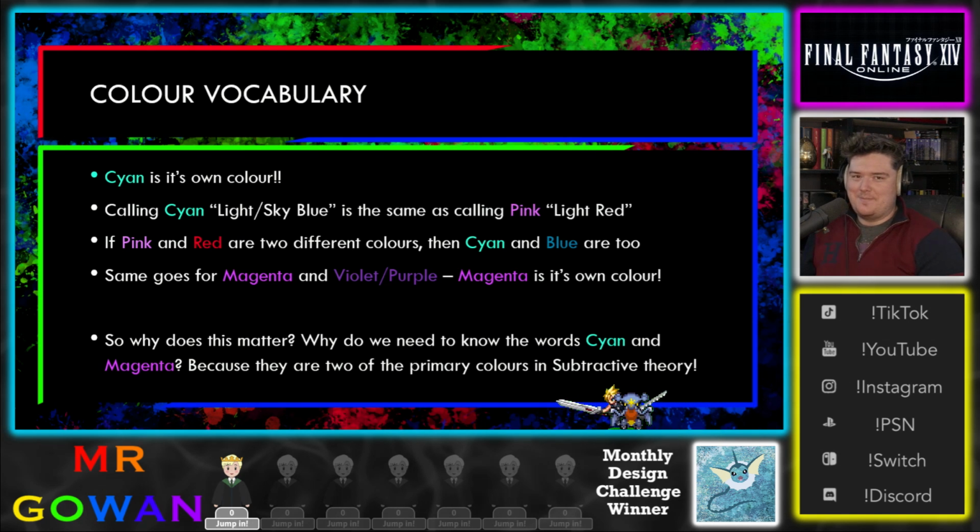So why does this matter? Why do we need to know the words cyan and magenta? It's because they are two of the primary colors in subtractive theory, which don't worry, if you're confused by that already, it will make sense shortly because we're going to go over it. Don't worry. But yes, cyan and magenta are two of the primary colors.